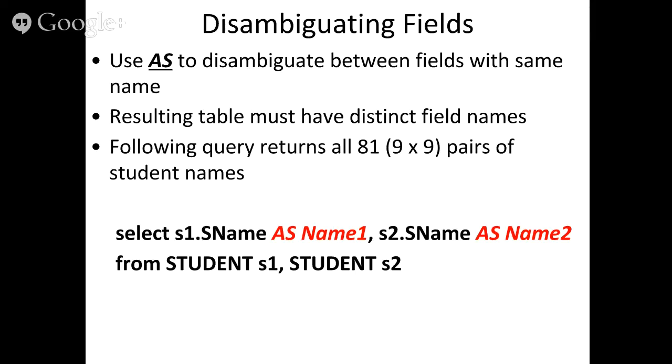Since we have 9 students, wait a minute, let's see. Oh, okay, no, I'm sorry. Here we're cross multiplying students with students. And so if there were a relationship between students, this kind of doesn't make sense.